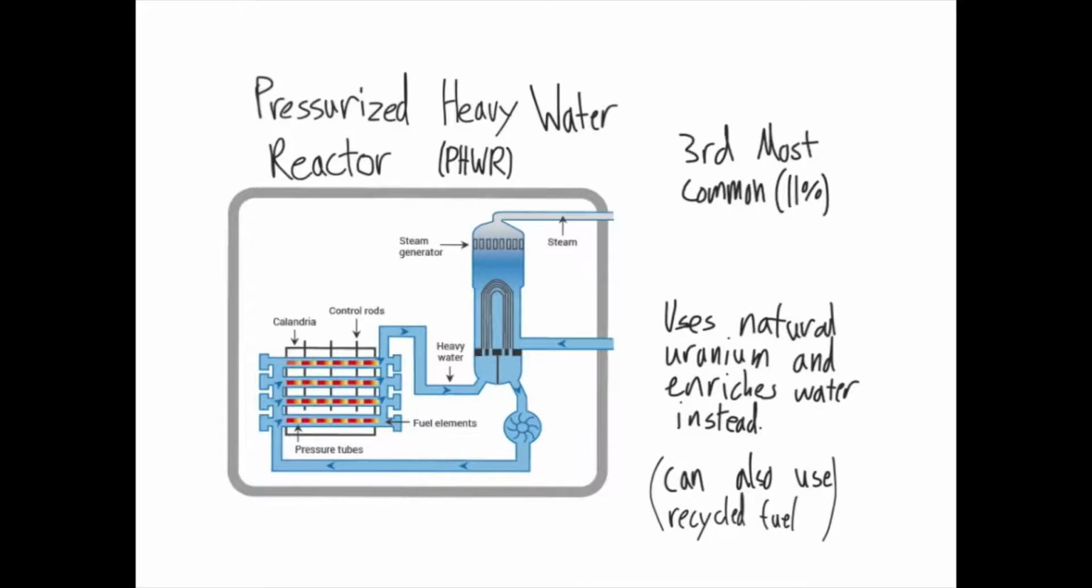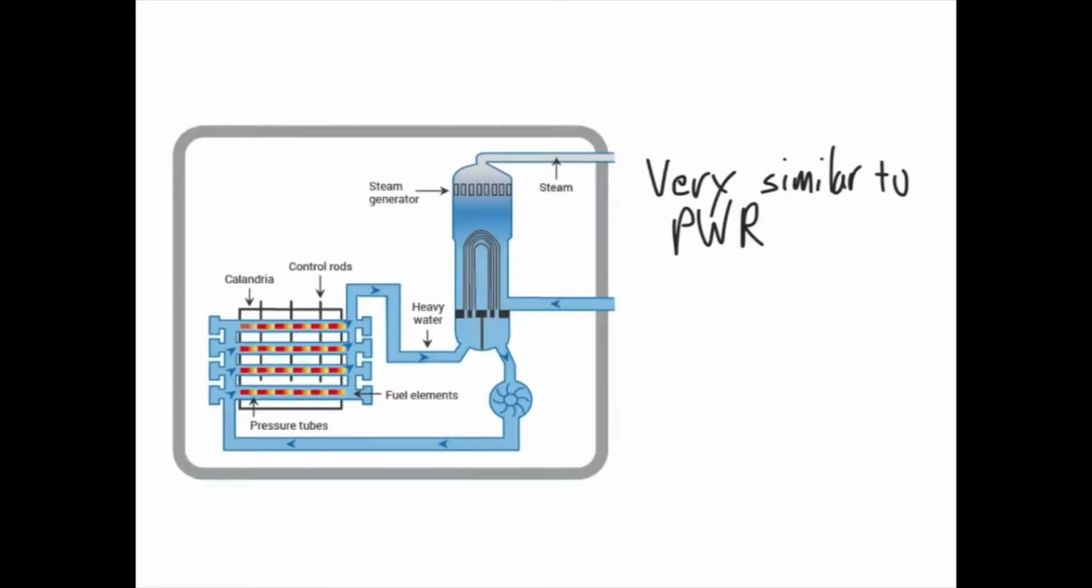However, regular water has to be enriched to procure heavy water, so it's a fairly equal trade-off from enriching uranium to enriching water. Other than that, the pressurized heavy water reactor is very similar to the pressurized water reactor, though this diagram represents a cooled reactor core design called a calandria. This type of reactor core consists of a multitude of pressure tubes instead of a single pressure vessel.